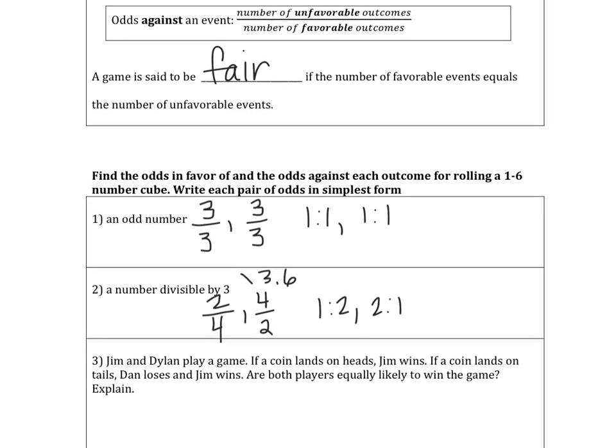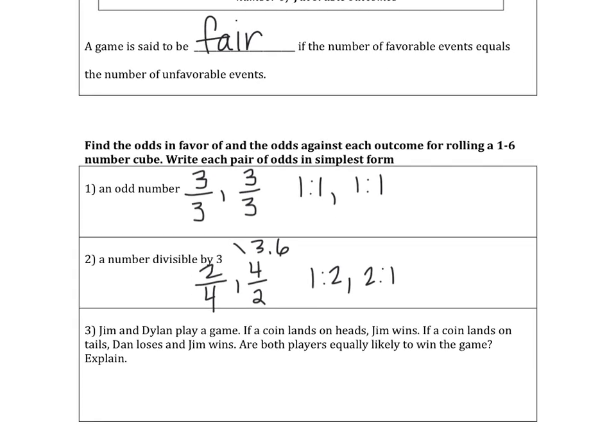Let's do another one to look at what fairness would be. Jim and Dylan play a game. If a coin lands on heads, Jim wins. If a coin lands on tails, Dylan loses and Jim wins. Are both players equally likely to win the game? Explain. No, they're not, obviously. Jim wins every time. So it is not fair.